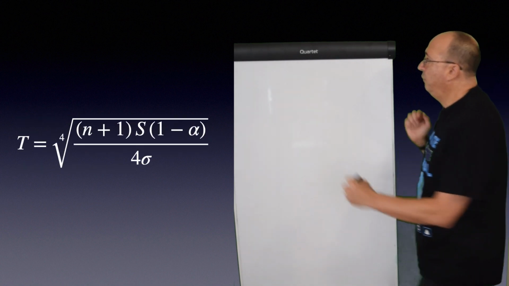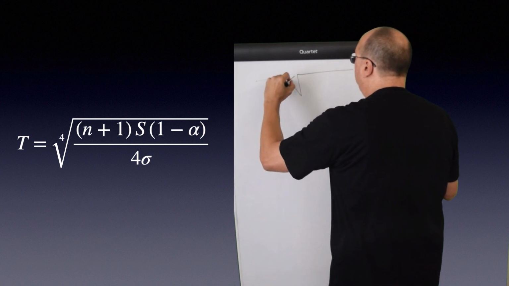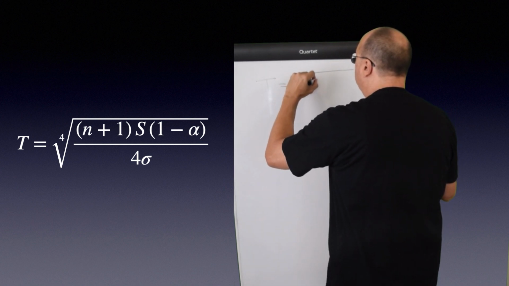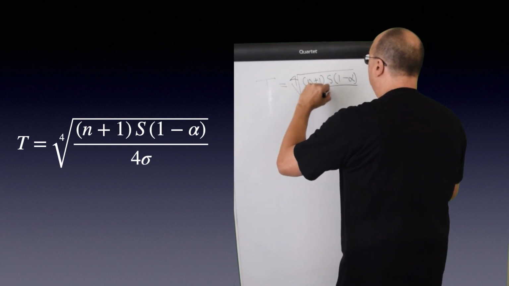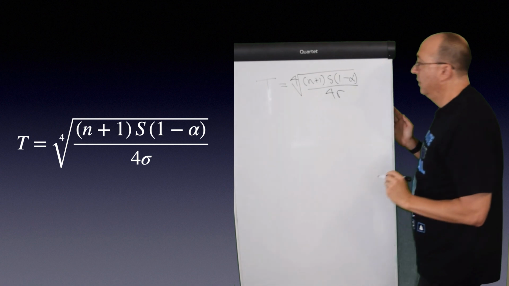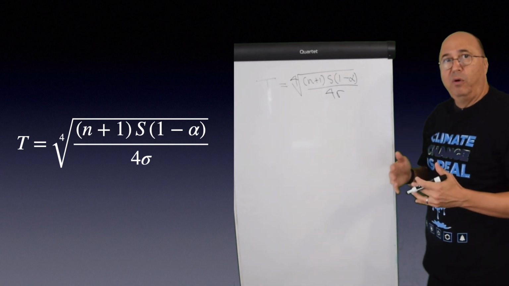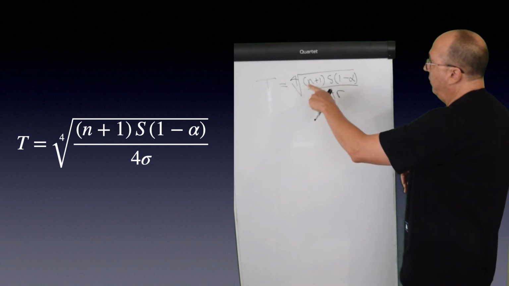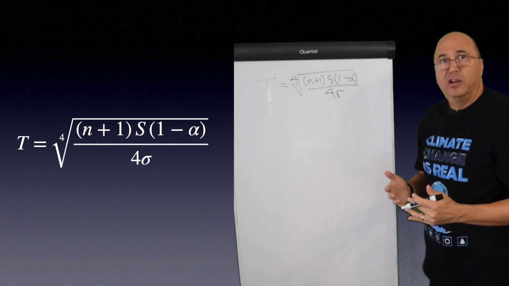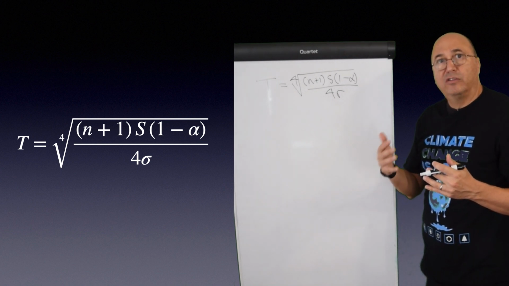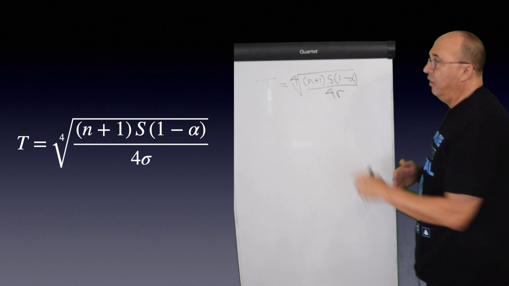So let's write down equation 4-5. Temperature equals the fourth root of n plus 1 times s times 1 minus alpha over 4 sigma. Okay, so this is our favorite equation, and you can see that there are 4 unknowns in this equation: temperature, n, s, and alpha. If I give you 3 of those unknowns, you can solve for the last one. So in this case, I've given you temperature, n, and alpha, and you need to solve for s.